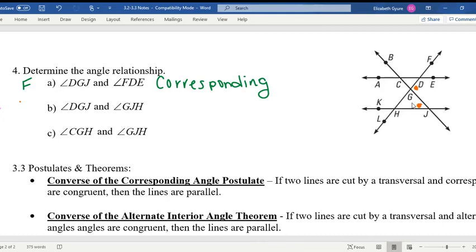Okay, well, are they on opposite sides of the transversal? Yeah, so what's the only one that we have that's opposite sides of the transversal? Logan? Alternate interior angles.